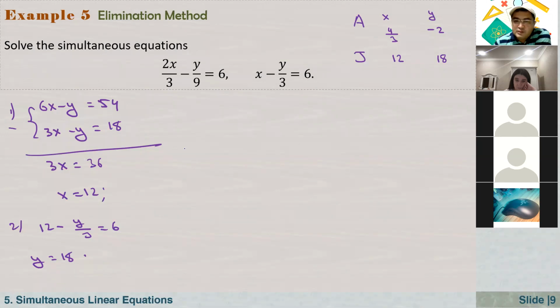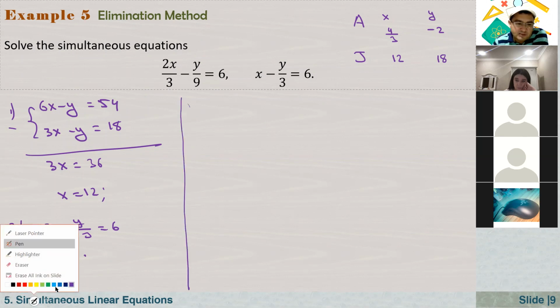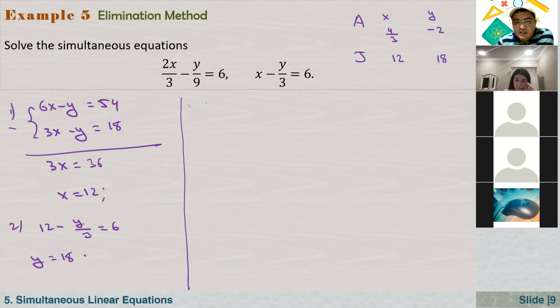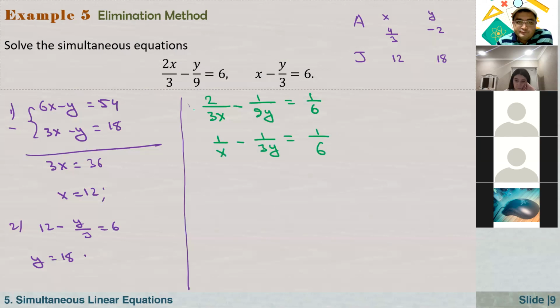So now you know how to solve this equation, right? Very good. How about if I change this problem to this? How would you solve it? Let's say here we have 2 over 3x minus 1 over 9y is equal to 1 over 6, and 1 over x minus 1 over 3y is equal to 1 over 6. That is a problem. Okay, you have 3 minutes. Try to solve this and tell me the answer. Start now.